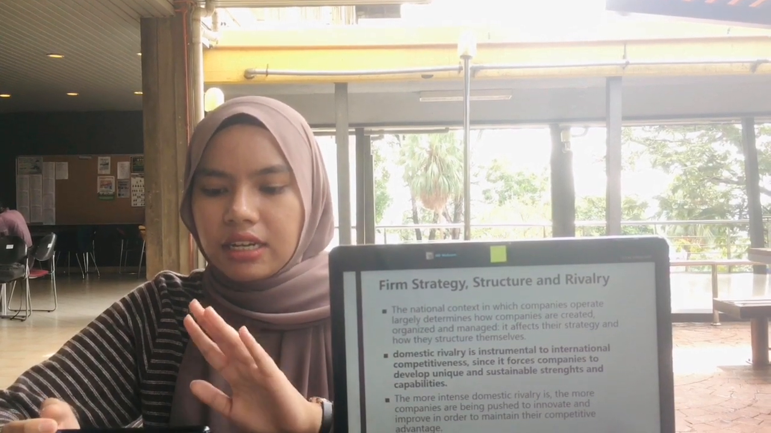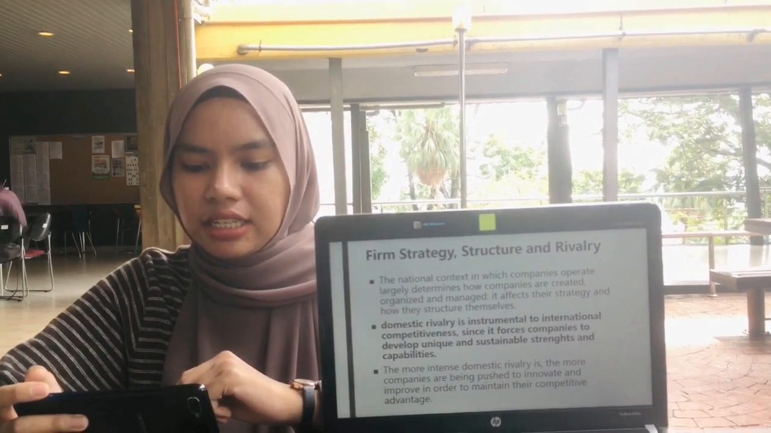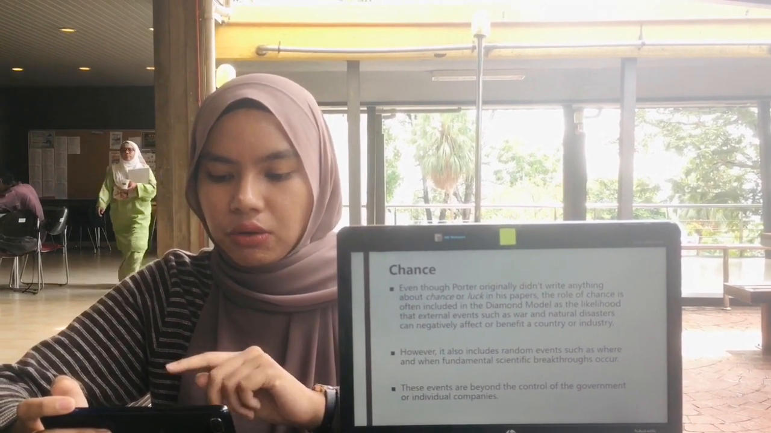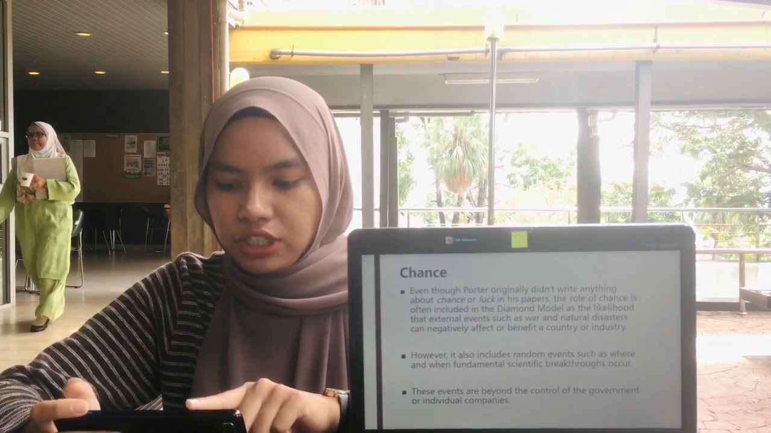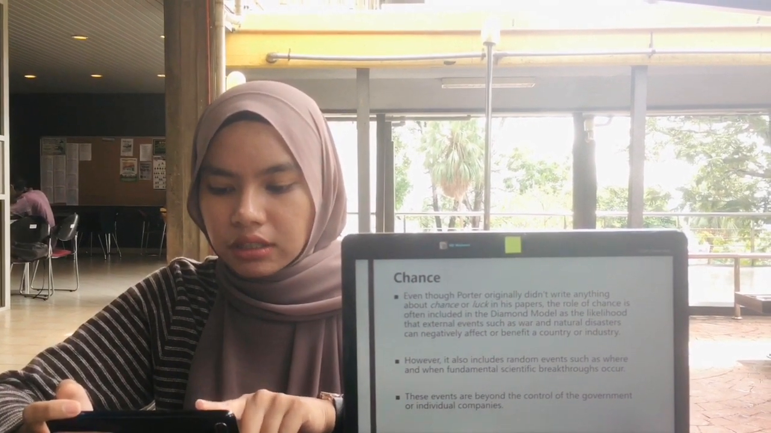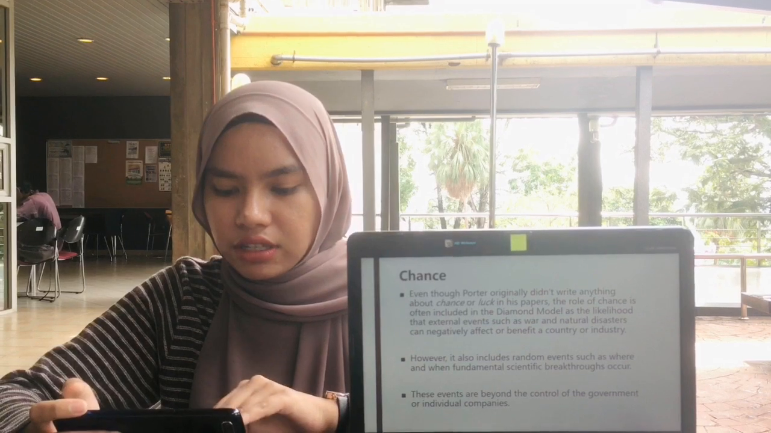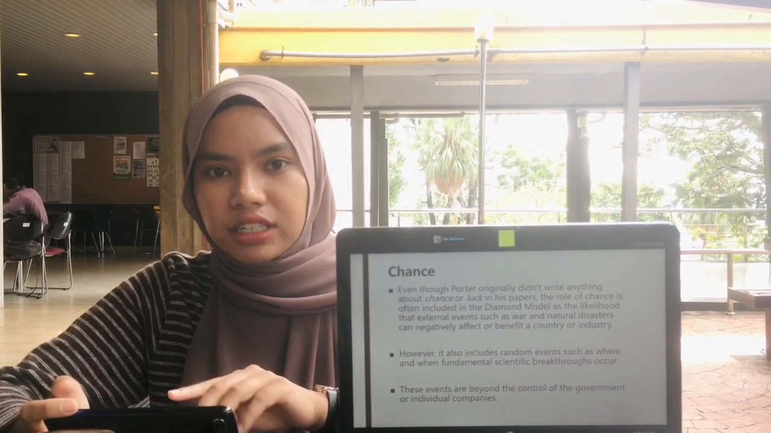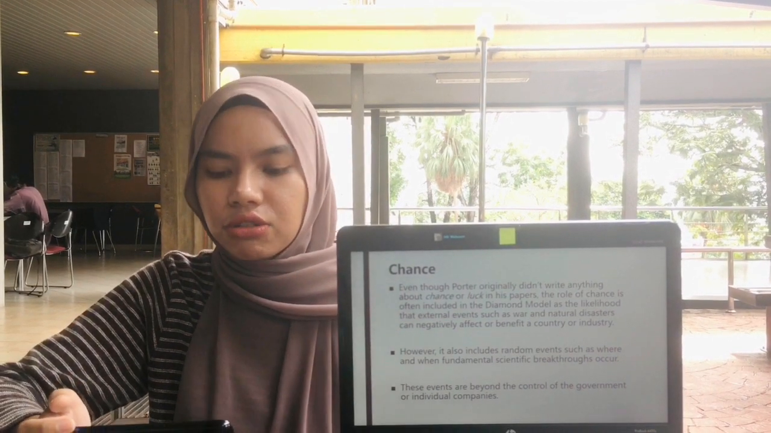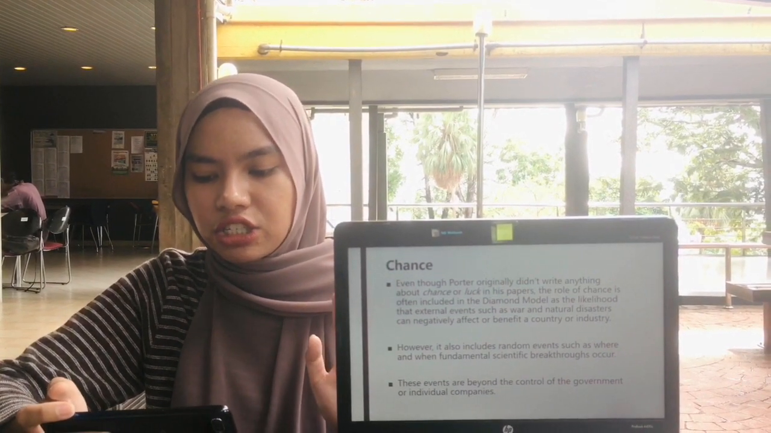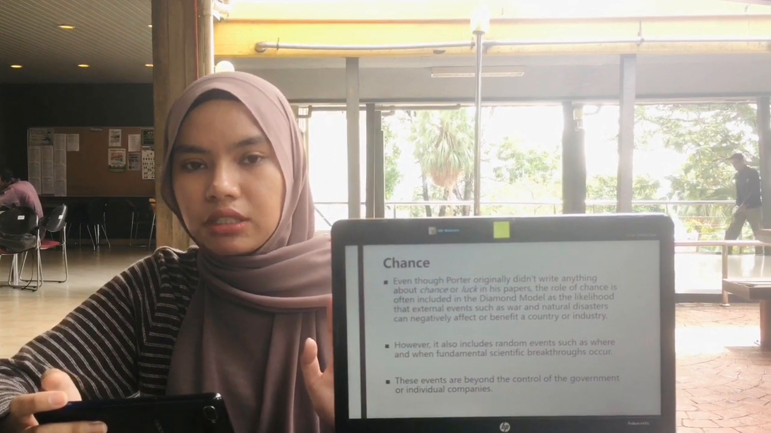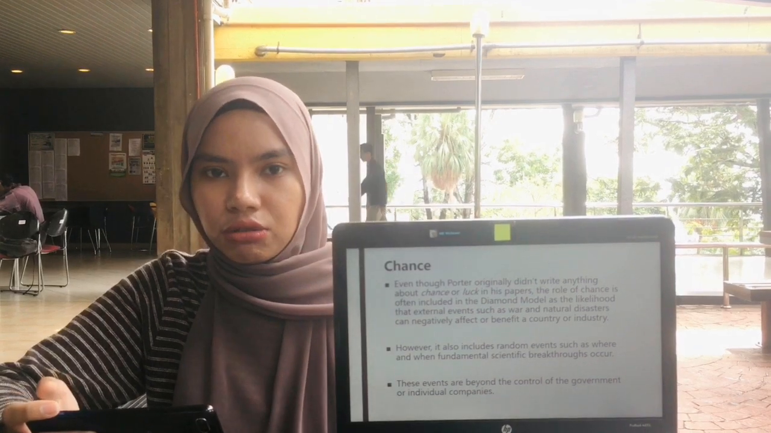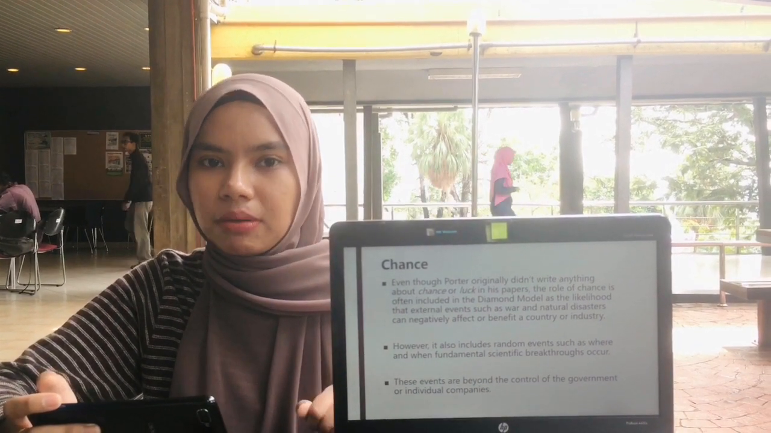The next component is chance. Even though Porter originally didn't write anything about chance or luck in his papers, the role of chance is often included in the diamond model as the likelihood that external events such as war and natural disasters can negatively affect or benefit a country or industry. However, it also includes random events such as where and when fundamental scientific breakthroughs occur. These events are beyond the control of the government or individual companies.